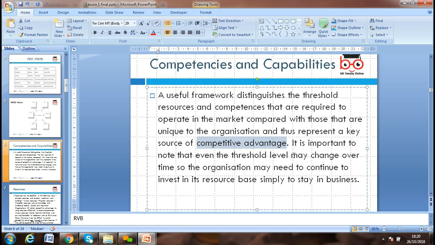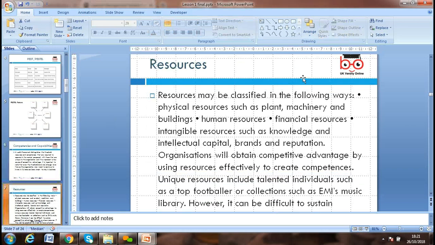It is important to note the threshold level may change. If you're saying you're very competitive, is it forever? No, it's not forever, it carries on changing. You have to look around financially. If you don't invest in those resources, you cannot stay in business. Nokia had a very competitive advantage, but not anymore. We cannot think the knowledge will just stay; we need to look around.